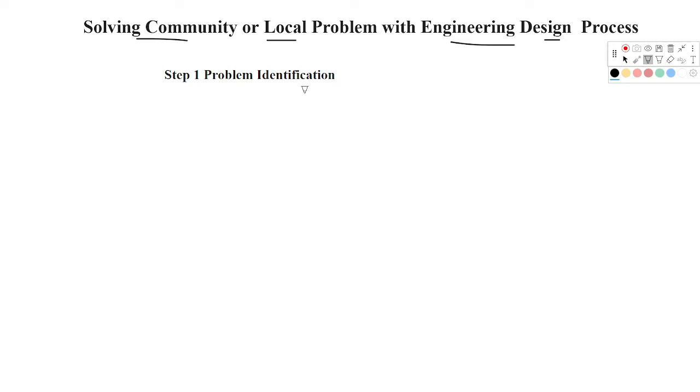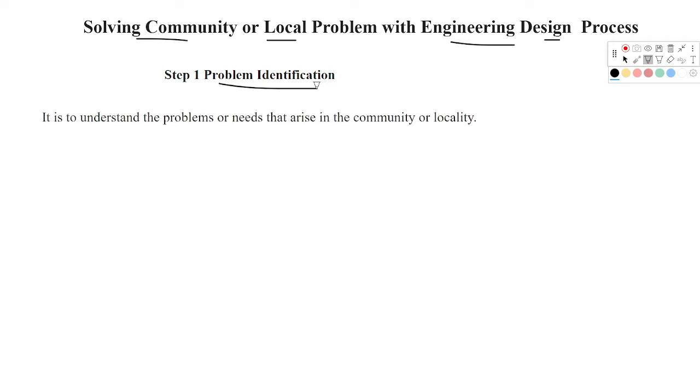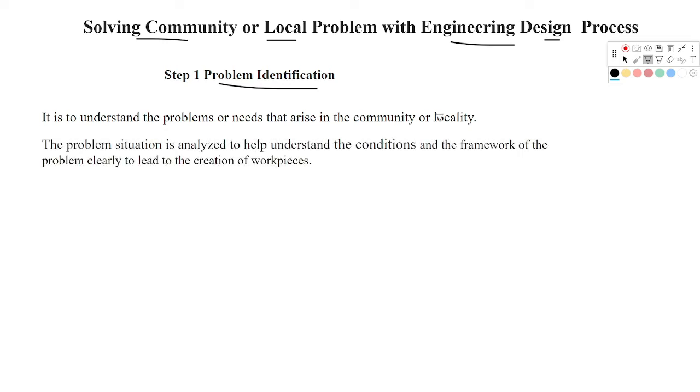And for you to be able to solve any problem, you just have to first understand where the problem is coming from. And this is to understand the problem or needs that arise in the community or the locality. First of all, understand the problem. Then number two, the problem situation is analyzed to help understand the condition and the framework of the problem clearly to lead to the creation of a workpiece.